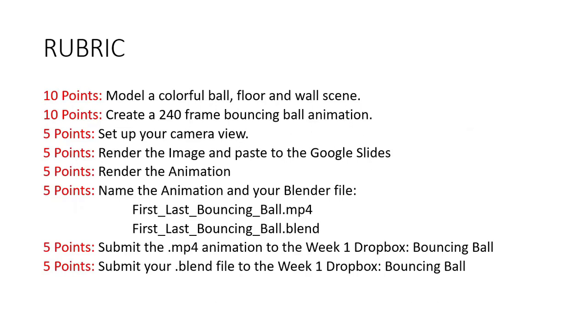You'll get 10 points for modeling your colorful ball, floor, and wall scene, 10 points for creating a 240 frame bouncing ball animation, 5 points for setting up your camera view, 5 points for rendering the image and pasting that to Google Slides, 5 points for rendering your animation, which is different than rendering an image. So the animation means that you're going to be rendering all of those frames together to make an MP4.